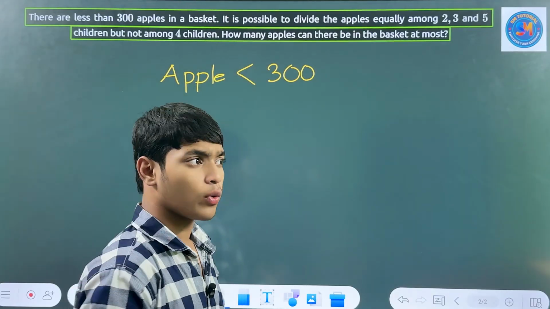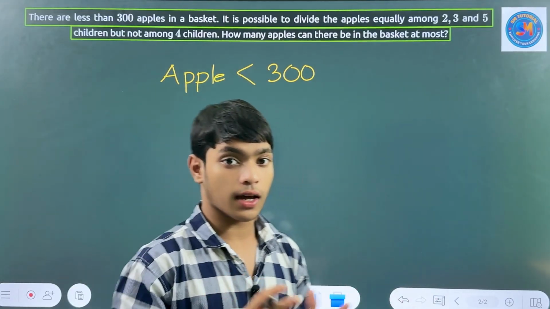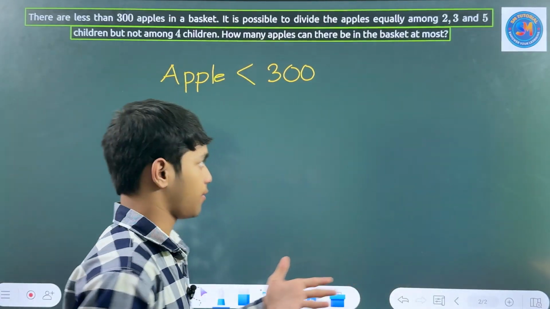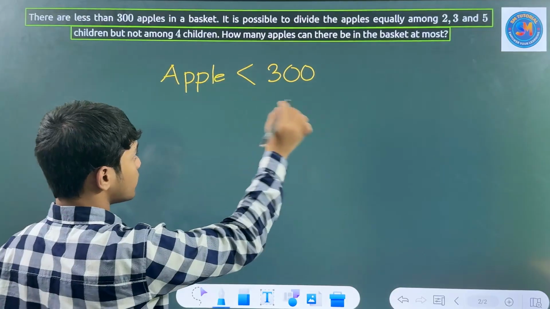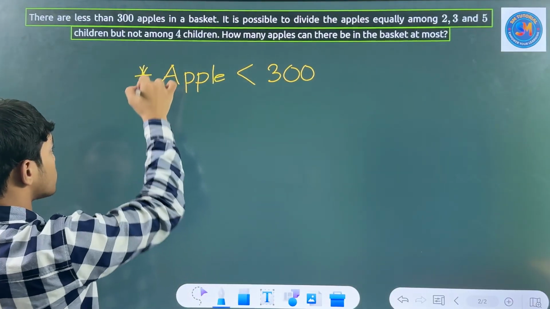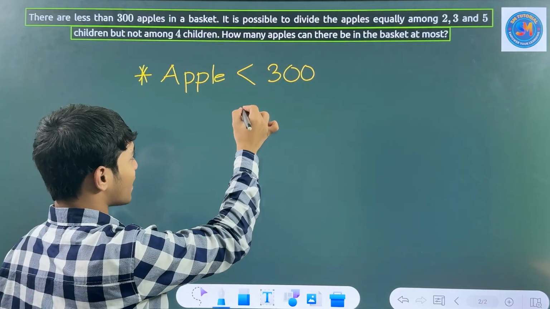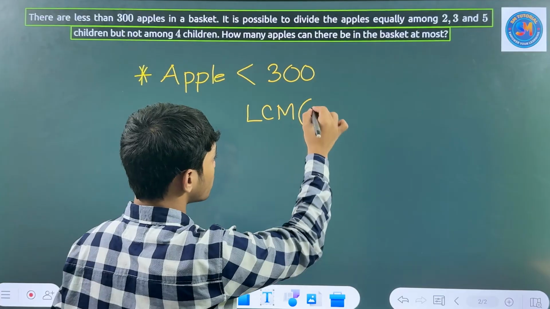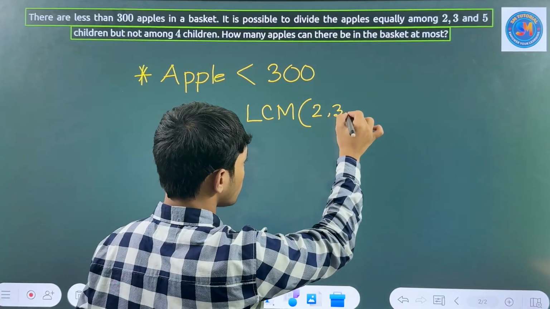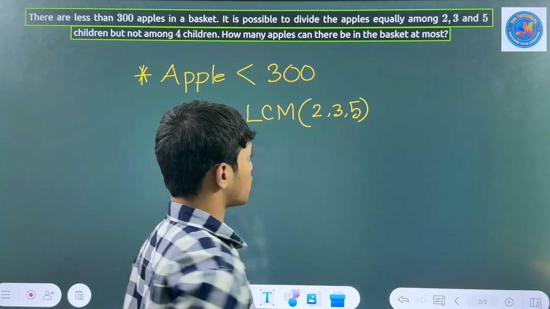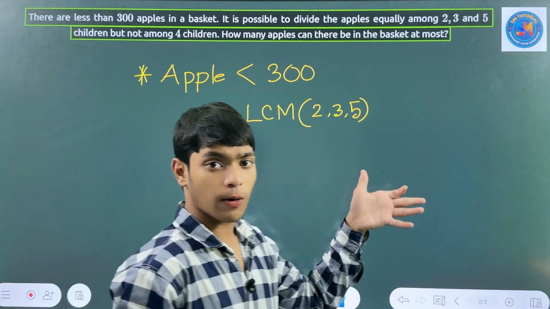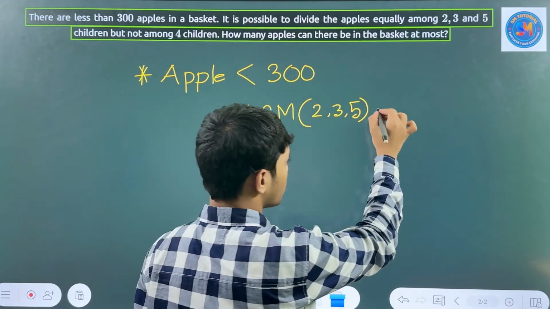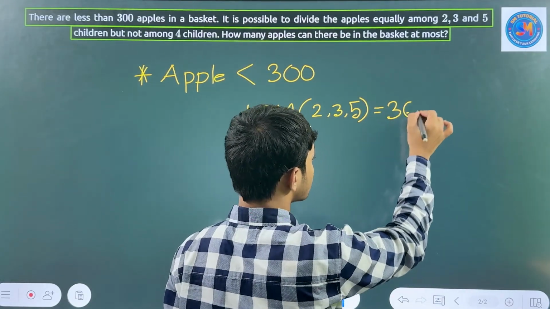So that's why we understood that this is of course the LCM of 3, 2, and 5. This is our first condition actually, and we have to find the LCM of 2, 3, and 5. Could you please tell me what is the LCM of this? Very easy. 2 into 3 is 6 and 6 into 5 is 30. So our LCM is 30.